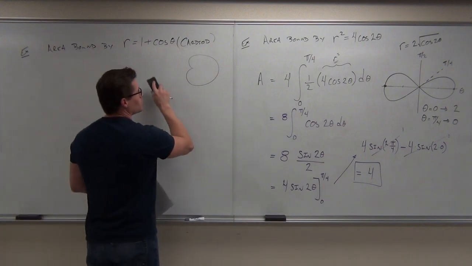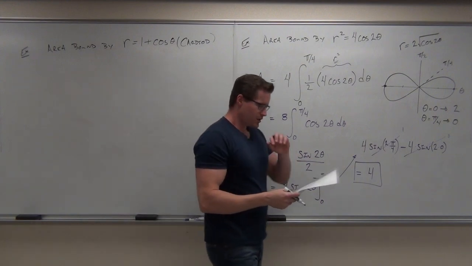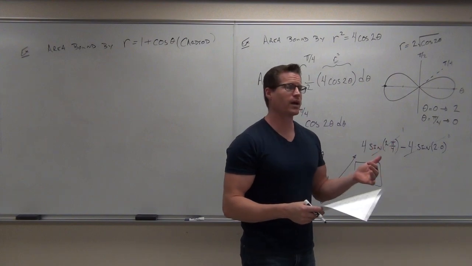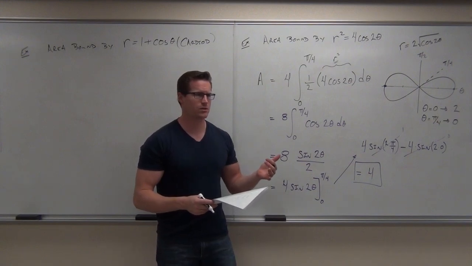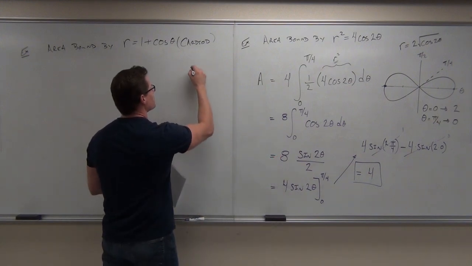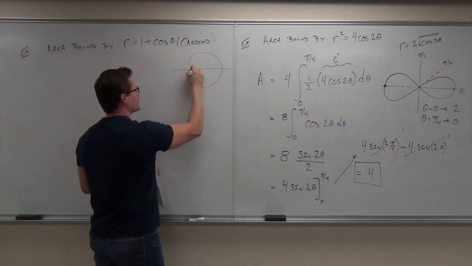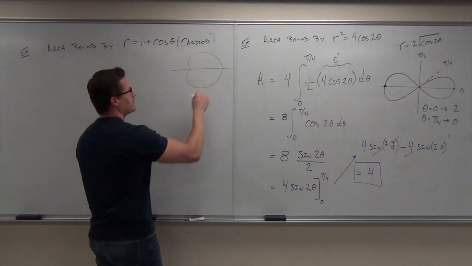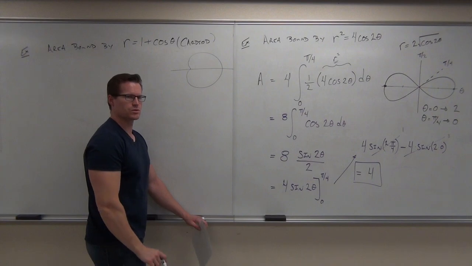So, that's a cardioid. That makes a lot more sense for our slope anyway. So, let's find the area bound by this cardioid. There's two ways that you can do this. Firstly, do you understand the cardioid is symmetrical? Yes. If I have that, that point is at theta equals 0, and this point is at theta equals pi.